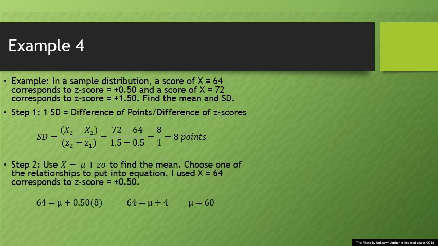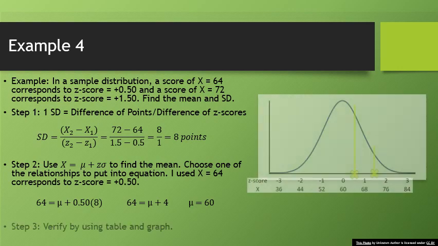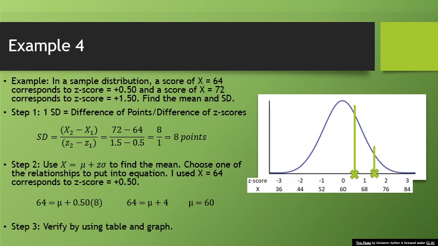We can use x equals mean plus z times standard deviation to find the mean. I chose one of the relationships to put into the equation, solve, and I get a mean equal to 60. And let's verify that using the table and the graph. So using the mean of 60 with a standard deviation of 8, I make my table, and I put x's and I draw lines for each of the two relationships I was given. A score of 64 corresponds to plus 0.5. A score of 72 corresponds to plus 1.5. And yes, that does make sense. The mean works for that. The standard deviation works. Everything looks good.